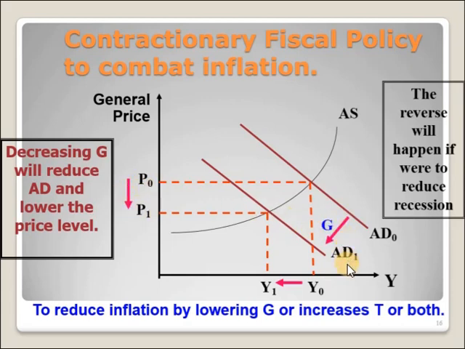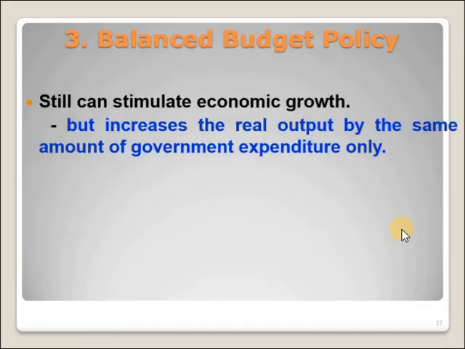G increase, AD will increase. C also increases, investment also increases. Another example is by using T, because fiscal policy is G or T or both. So government reduce G or government increase tax. Balanced budget policy still can stimulate economic growth, but increases the real output by the same amount of government expenditure only.